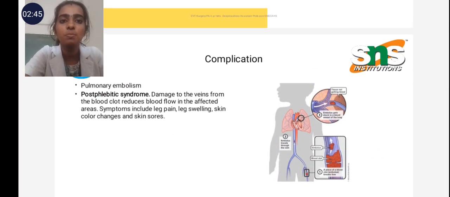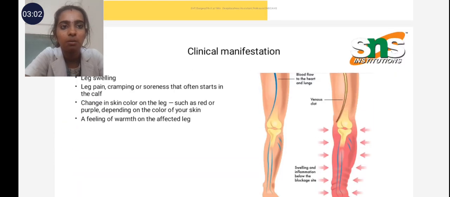In post-phlebitic syndrome, damage to the vein from the blood clot reduces blood flow into the affected areas. The symptoms include leg pain, leg swelling, skin color changes, and skin sores. These are the main complications of deep vein thrombosis.